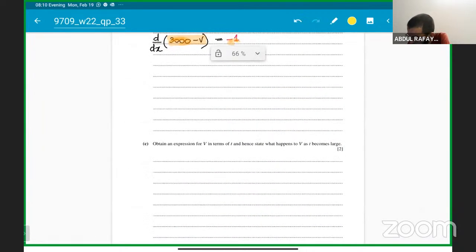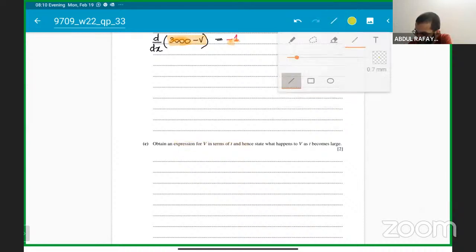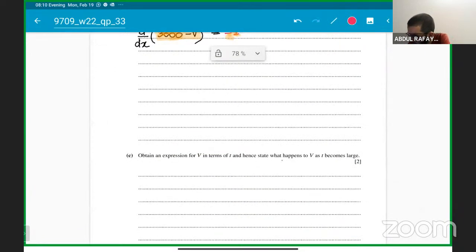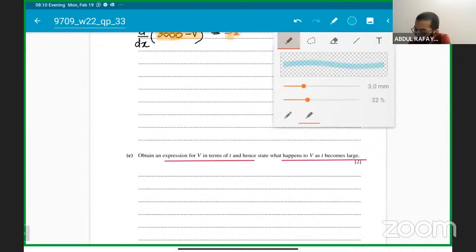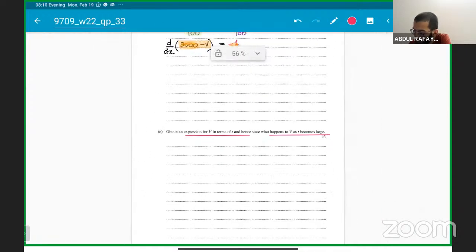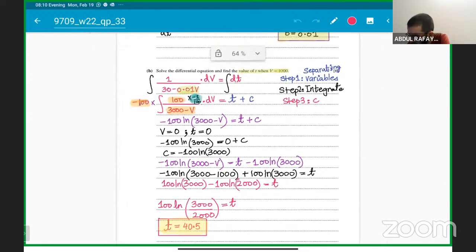Part C is basically you have to obtain an expression for V. Now this is the same thing: you have to simplify and get the expression and hence state what happens to V as T becomes large. The only thing they always ask in this differential equation is what will happen to V as T becomes large. First thing will be to find an expression for V in terms of T.